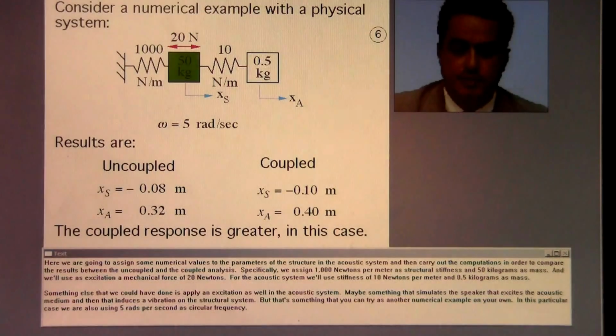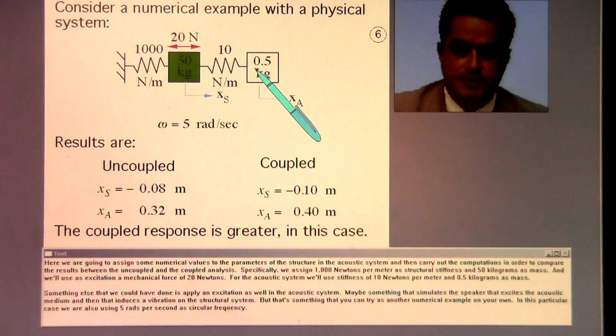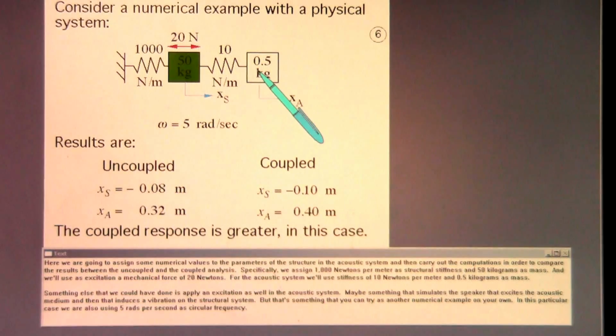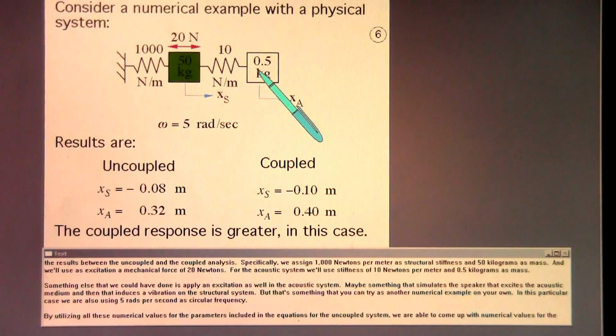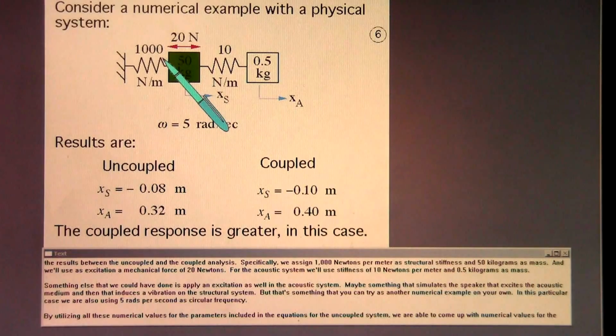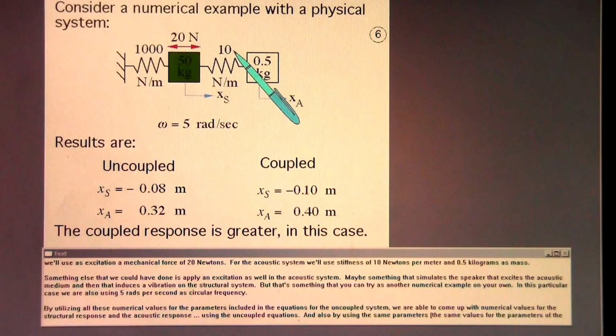Here we are going to assign some numerical values to the parameters of the structural and the acoustic system, and then carry out the computations in order to compare the results between the uncoupled and the coupled analysis. Specifically, we assign 1000 newtons per meter as structural stiffness and 50 kilograms as mass, and we use as excitation a mechanical force of 20 newtons. For the acoustic system, we use stiffness of 10 newtons per meter and 0.5 kilograms as mass.